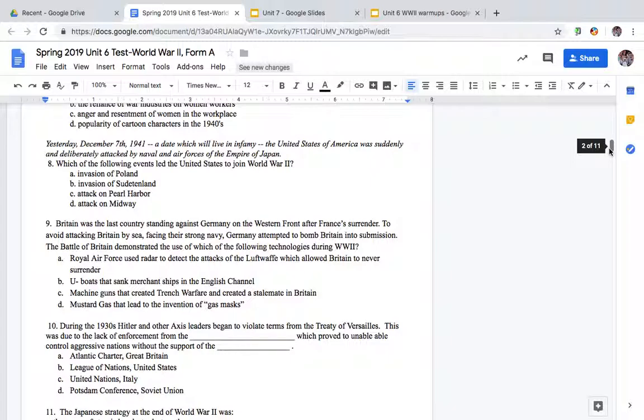Number 8. Yesterday, December 7, 1941, a date which will live in infamy, the United States of America was suddenly and deliberately attacked by naval and air forces of the Empire of Japan. Which of the following events led to the United States joining World War II? A. Invasion of Poland. B. Invasion of the Sudetenland. C. The attack on Pearl Harbor. D. The attack on Midway.